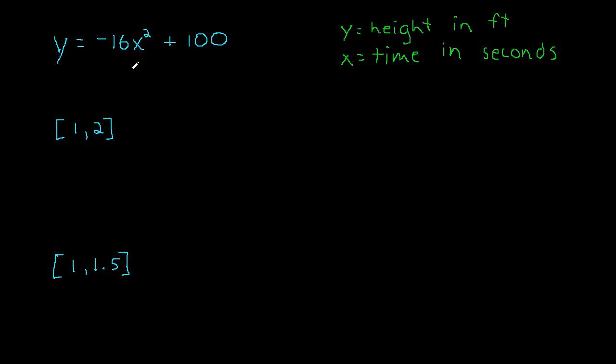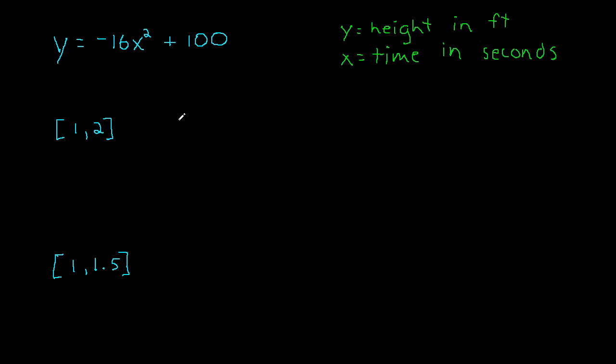And we're really interested in a couple of things in this problem. We're interested in average velocity and instantaneous velocity. Well, let's start with average velocity. If I want to know, on average, how fast is this thing going? What's its average speed over the course of from 1 second to 2 seconds? How fast on average was it falling?